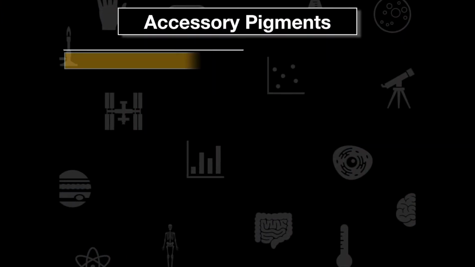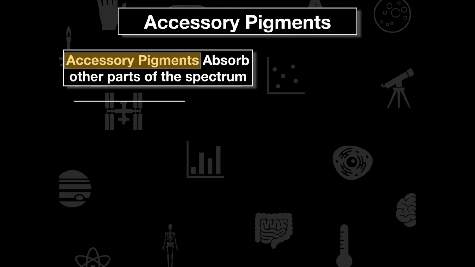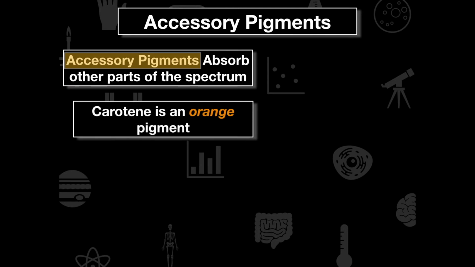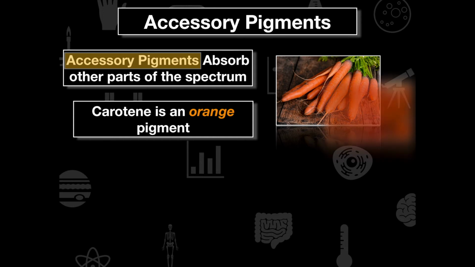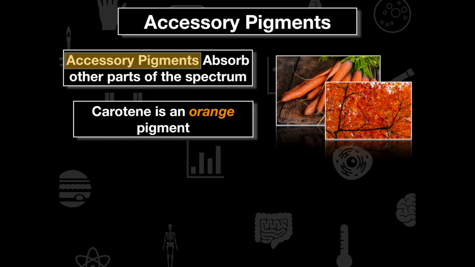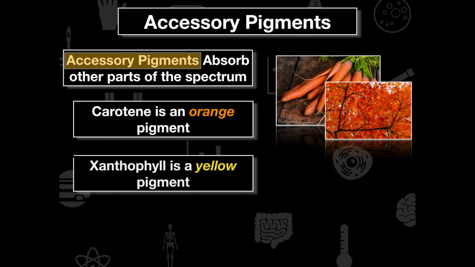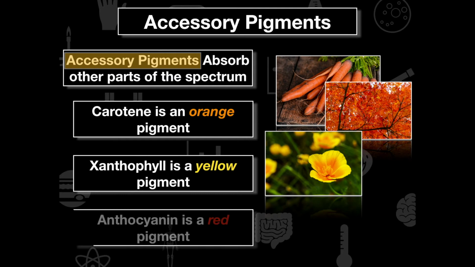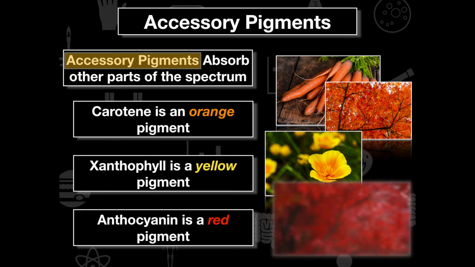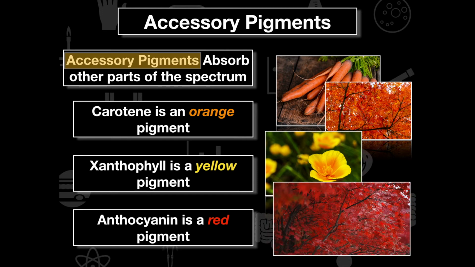And we're also going to see accessory pigments. Accessory pigments absorb other parts of the spectrum. We're going to see carotene, which is an orange pigment that gives leaves color, and carrots their orange color. Xanthophyll, which is a yellow pigment, we're going to see in flowers. And then we have anthocyanin, which is a red pigment, and this anthocyanin is also going to give leaves a red color.